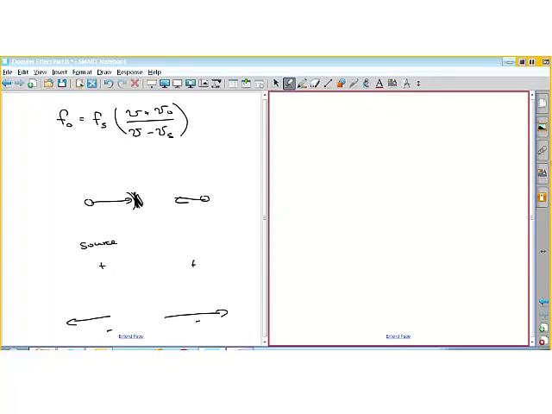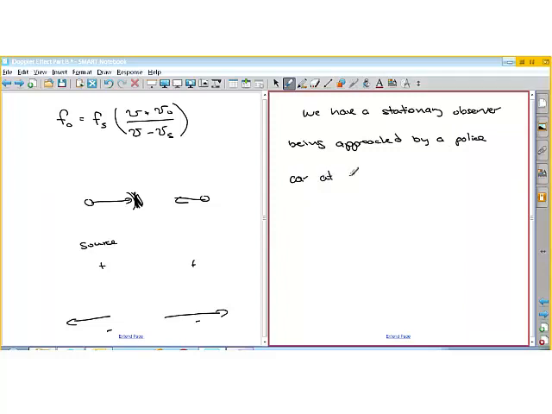So that's pretty much it as far as the Doppler effect is concerned. Let's do a problem. So let's say we have a stationary observer being approached by a police car at 30 meters per second.